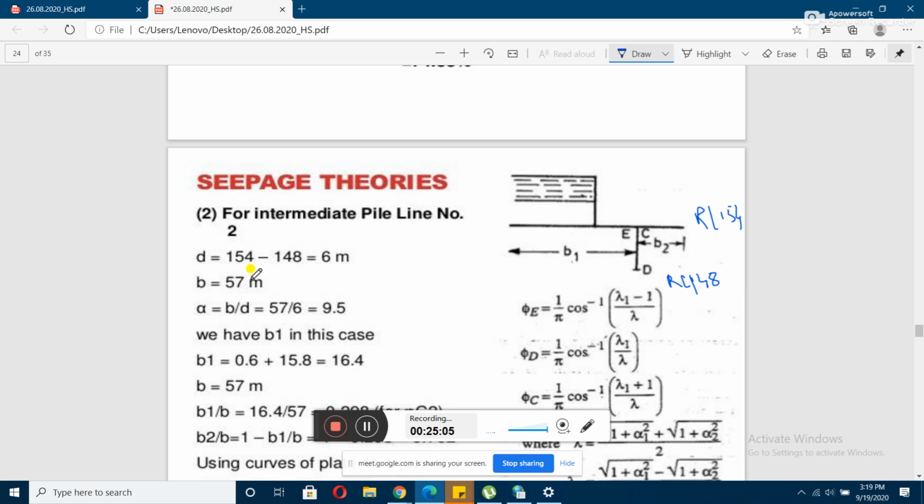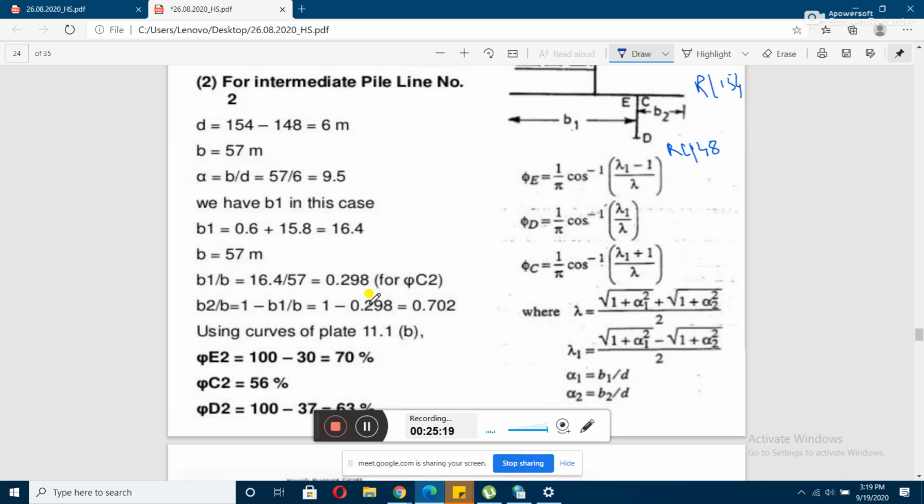The total b is the total floor length, that turns out to be 57. These are given in the formula. If you have a look at the previous slides, you will be able to understand. So alpha is given by b by d, which turns out to be 9.5. And B1 and B2 have been found out.